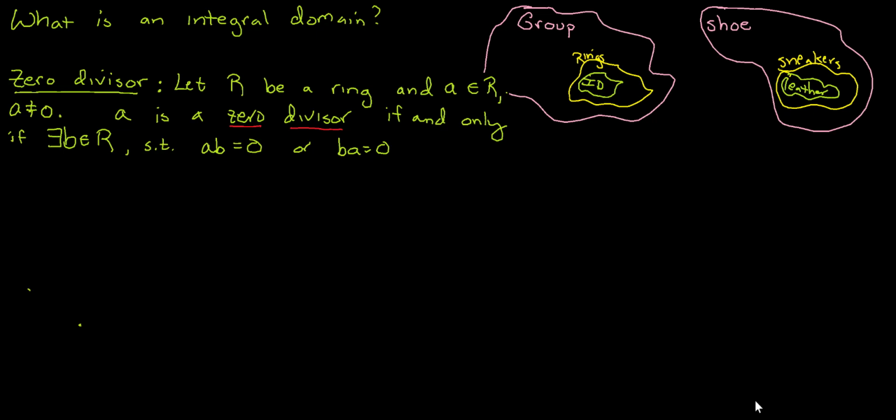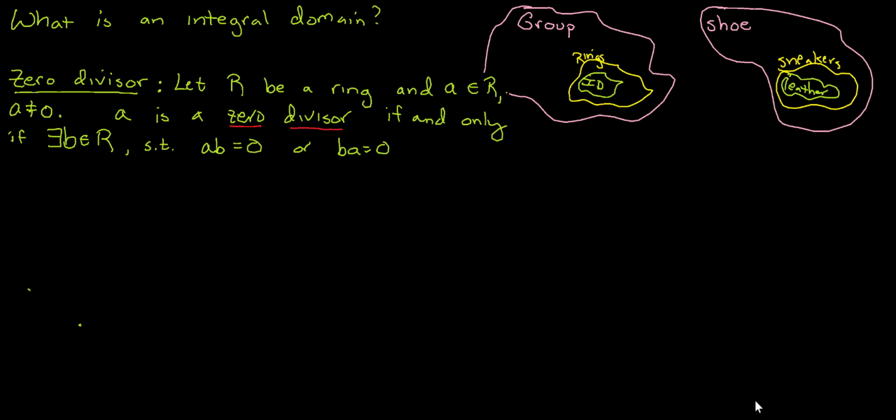So we'll start off with a ring, we'll call it R, and we say that a, an element of R, where a is non-zero, is a zero divisor if and only if there is some b from the ring R such that a times b equals 0 or b times a equals 0. And it might be the case that both of these are true. So it's not an exclusive or. So we'll take a look at how this could possibly happen, because it certainly seems a little bit weird.